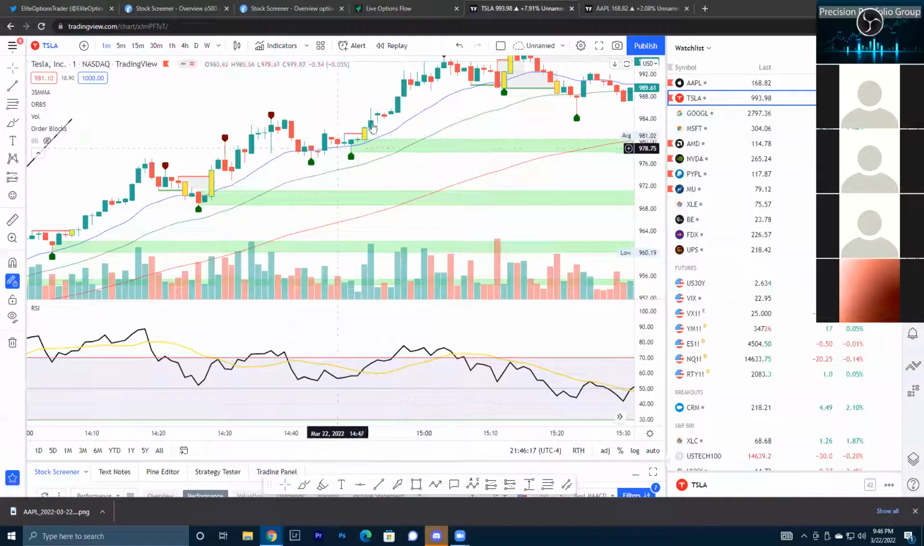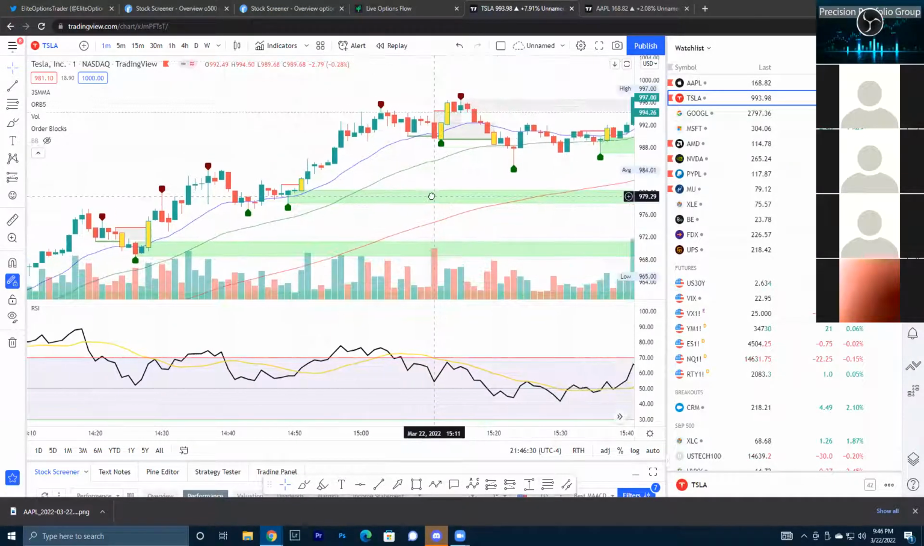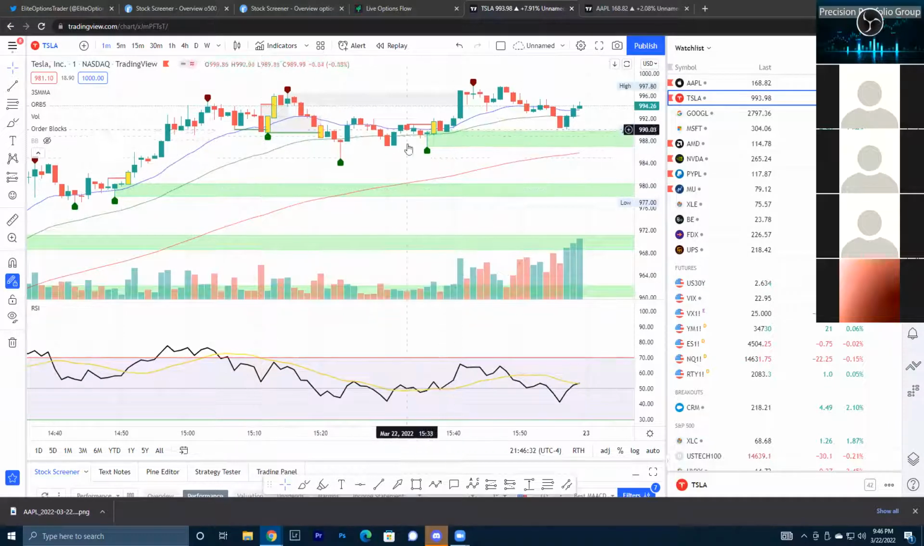So why exit on a nice run? I would wait until, of course, it goes down underneath the MA line, or underneath my 9 or 20 MA. And then of course we got out, but then Tesla kept on running, which is cool.